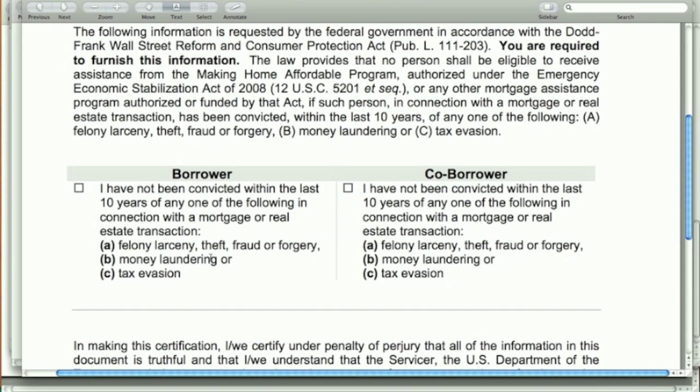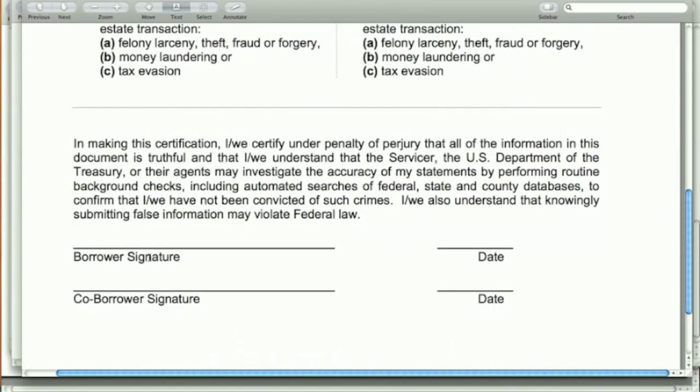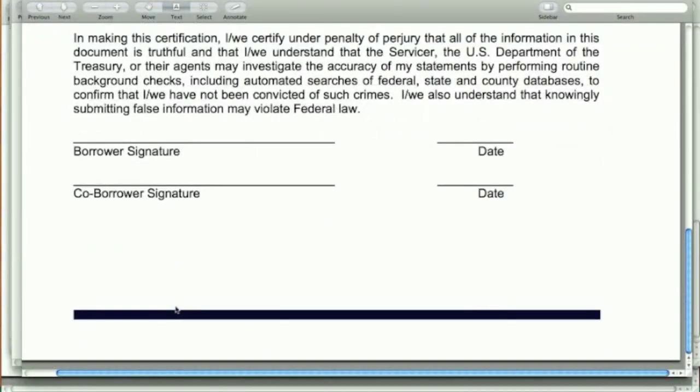That's where you're going to check in here that you have or haven't been convicted within the past 10 years of any felony, larceny, theft, fraud, forgery, money laundering, or tax evasion. You're going to put your signature on here, of course, and the date, and your co-borrower, if they're actually on the loan also, they need to put their information on here. But this definitely has to go with pretty much every loan modification request.